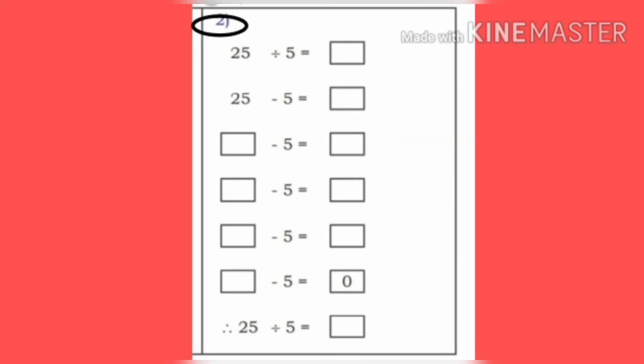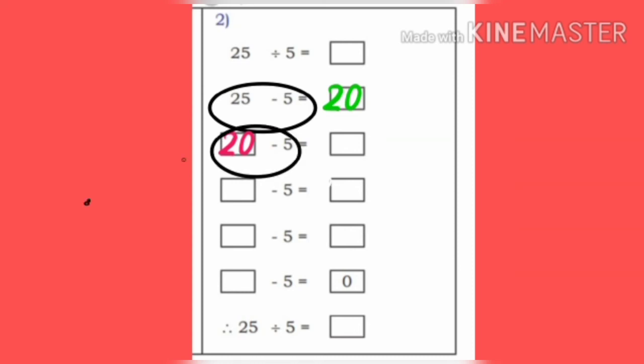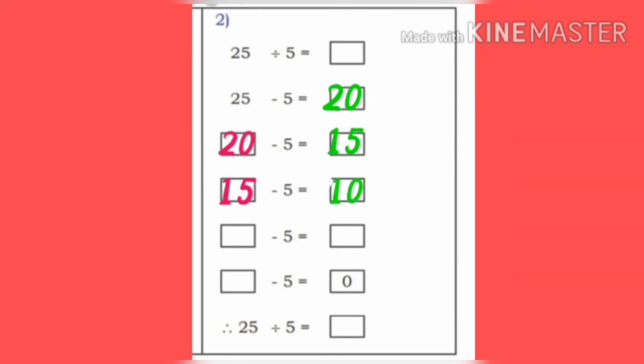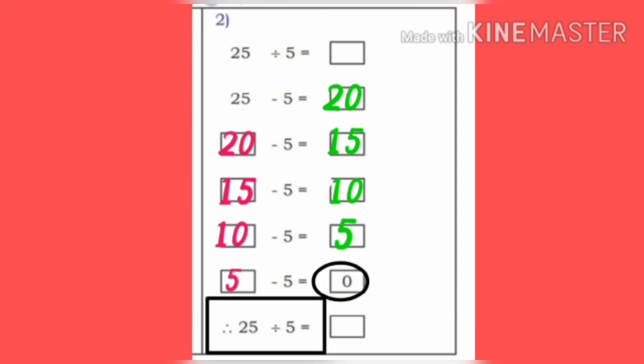Now we are going to the second question. 25 divided by 5. Let us divide the number by repeated subtraction. 25 minus 5 is equal to 20. 20 minus 5 is equal to 15. 15 minus 5 is equal to 10. 10 minus 5 is equal to 5. 5 minus 5 is equal to 0. Therefore, 25 divided by 5 is equal to 5.